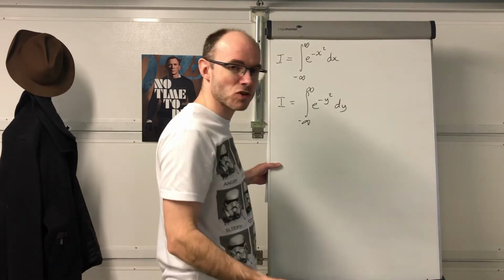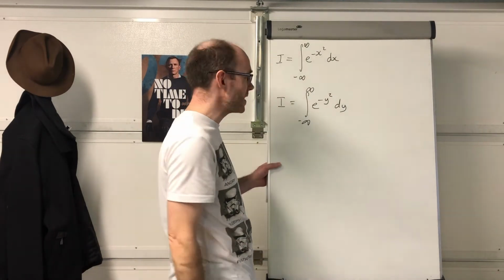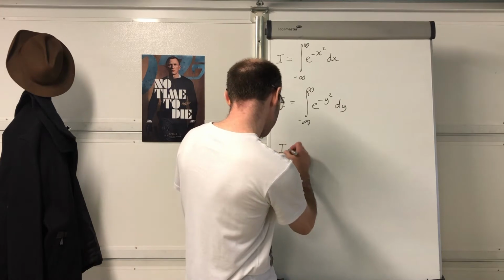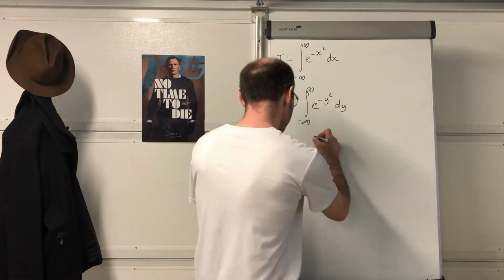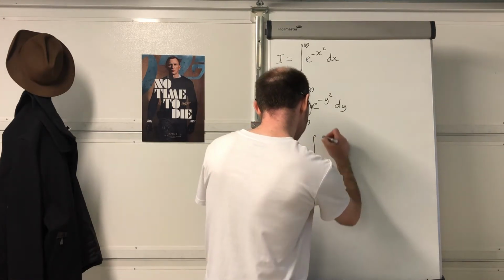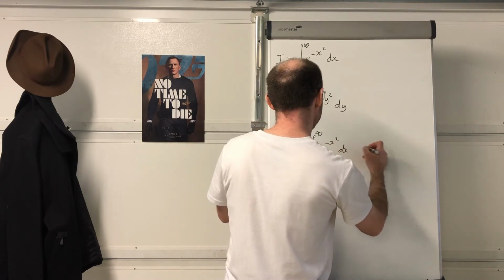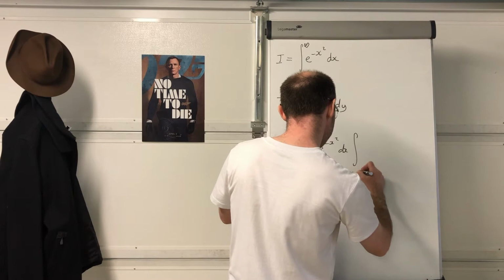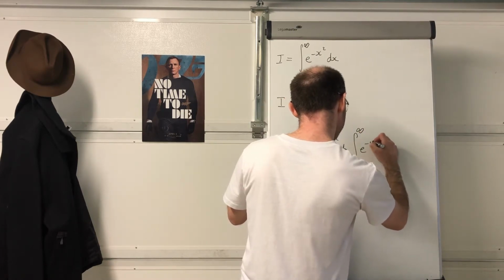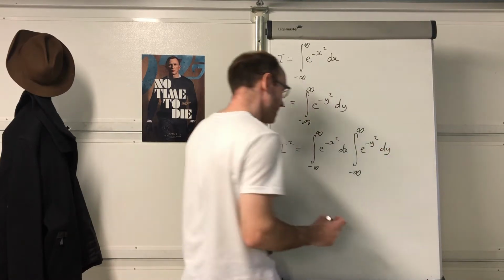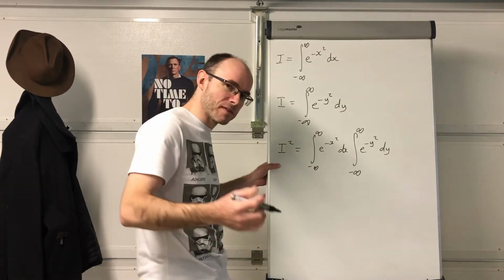So the method of trying to work out this integral is to combine these, okay? Initially we're going to multiply them together. We're going to say that I squared is equal to that times that. So if we write it out, you have the integral from negative infinity to positive infinity of e to the negative x squared dx, multiplied by the integral from negative infinity to positive infinity of e to the negative y squared dy. That's not terribly difficult. It's just the method we're going to use.